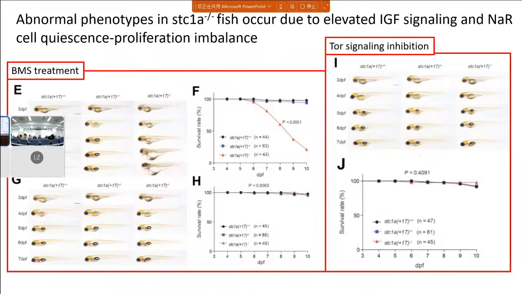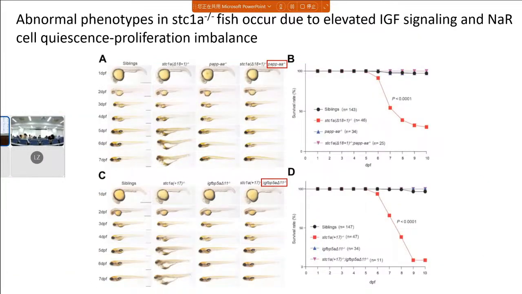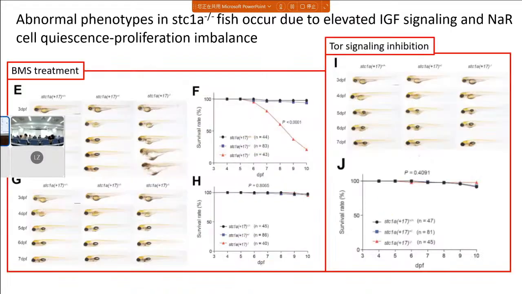Likewise, the knockdown of IGF binding protein 5A displayed a similar result. And then the BMS treatment that inhibited the IGF-1 receptor, and TOR signaling inhibition, also eliminated fish from those abnormal phenotypes. And it proves that those phenotypes in STC1A knockdown fish occur due to elevated IGF signaling and NAR cell quiescence proliferation imbalance.